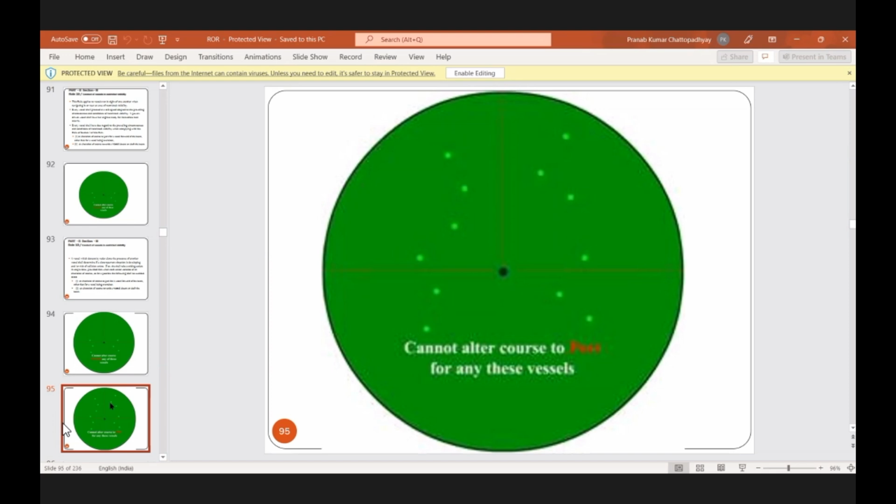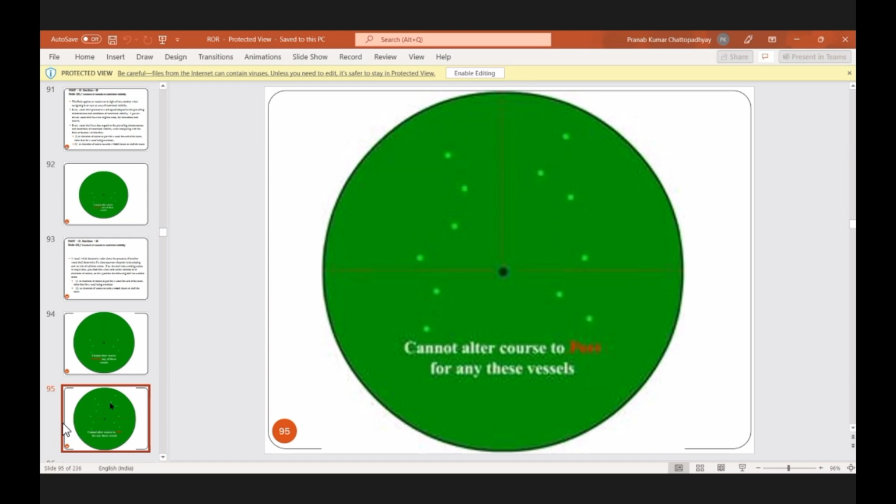Now, how am I saying so? Just because you cannot alter course to port, that does not necessarily mean you can alter course to starboard. I'm not talking about the speed part of it. If you look carefully at all these vessels on your starboard, either they are going up, or they may be crossing, or down below, they may be overtaking.